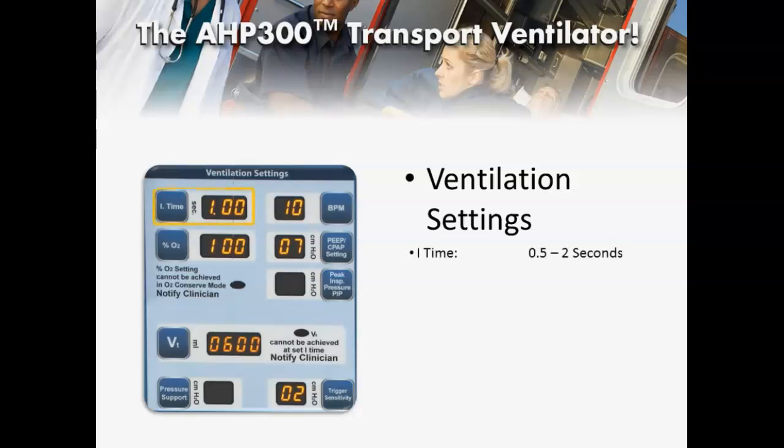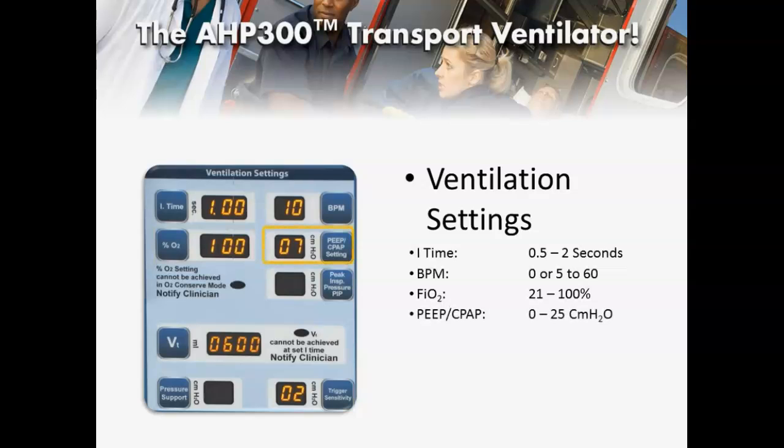Starting at the top left, you will see the field for inspiratory time, which ranges from 0.5 to 2 seconds. The breaths per minute field, which ranges from 0 or 5 to 60 breaths per minute, and the FiO2 setting, which ranges from 21 to 100%. Because the AHP300 has an onboard compressor, it only requires compressed oxygen or flow from an oxygen concentrator to augment air to the desired FiO2 setting.